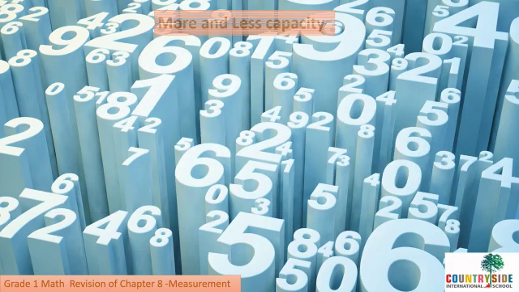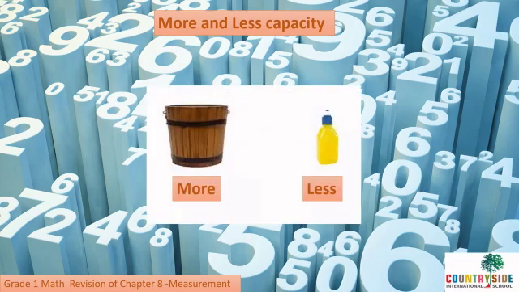Kids, now let's recall about the capacity. Can you see here one bucket and bottle? So kids, can you tell me, this bucket holds how much water? Yes, this bucket holds more water than this bottle, right? And this bottle holds less water than this bucket. It means this bucket has more capacity and this bottle has less capacity.